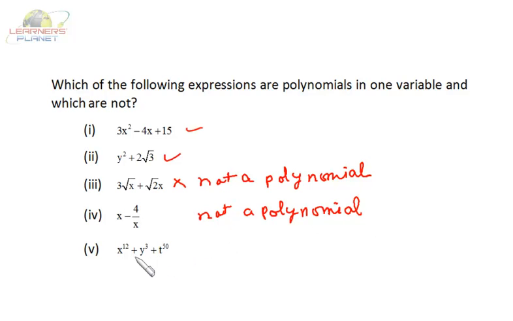Here in this case, it's a polynomial and there are three terms in this polynomial, and there are x, y, t, three variables. So it's a 3-variable polynomial. I'm sure you are clear.